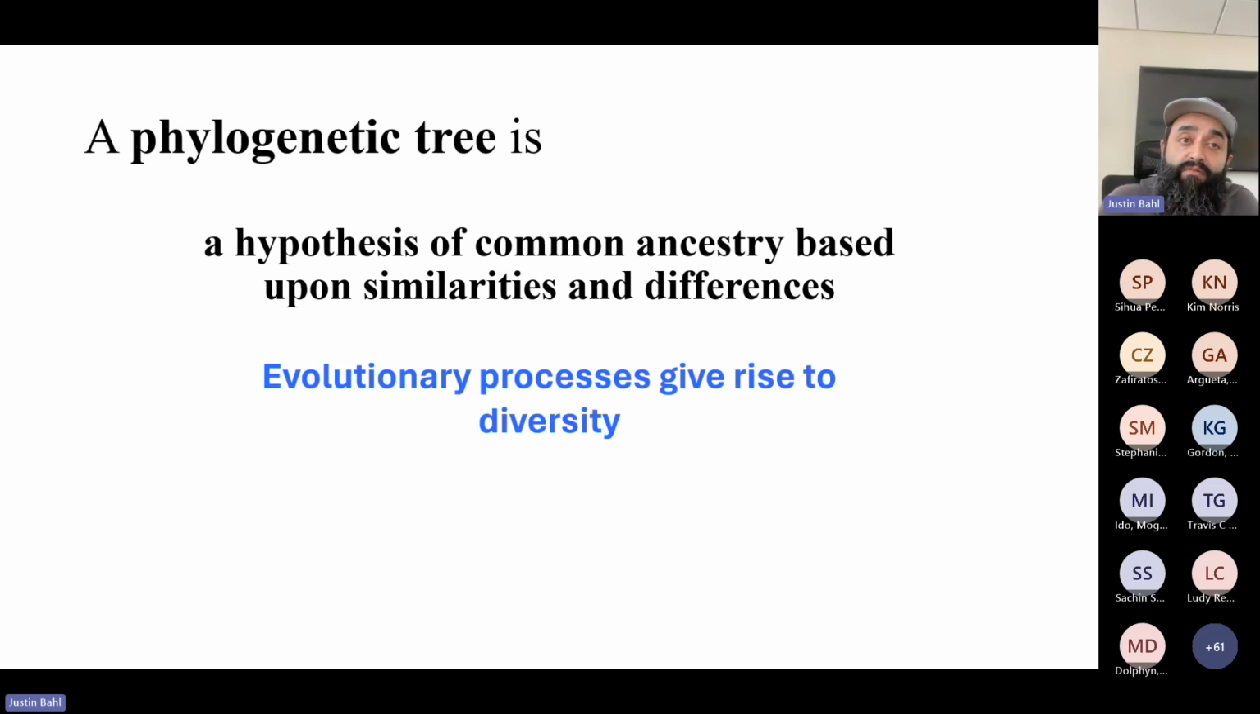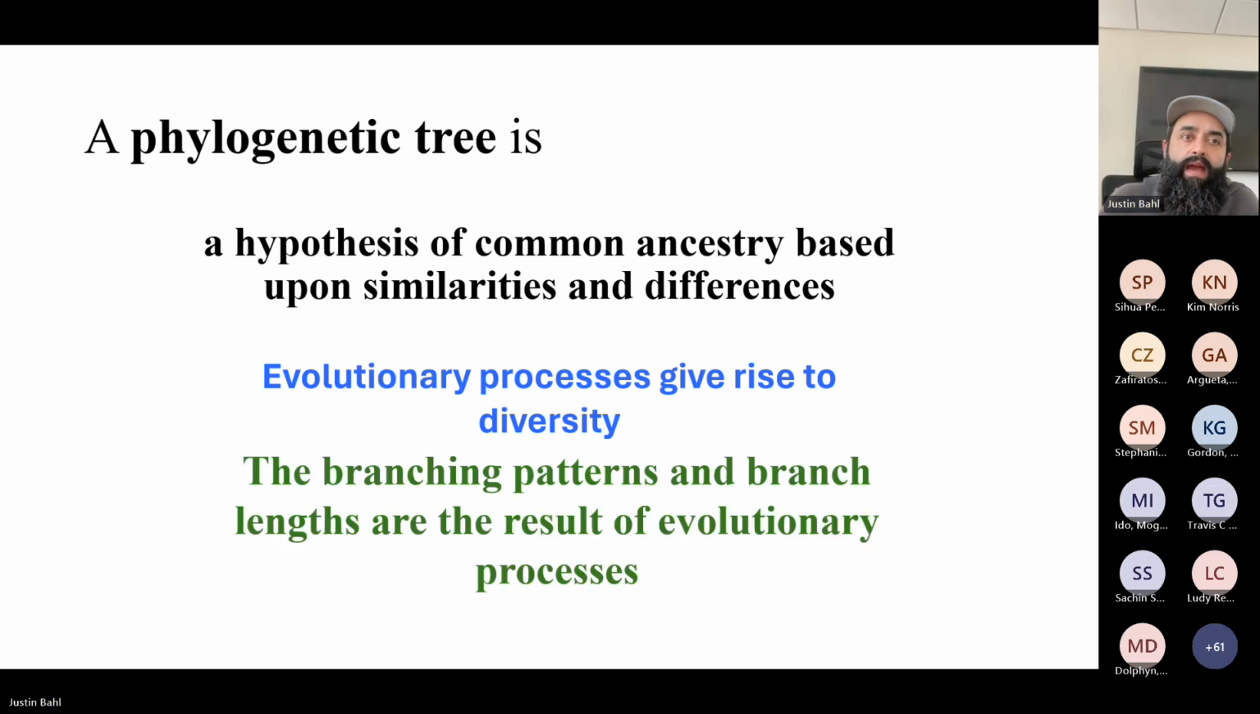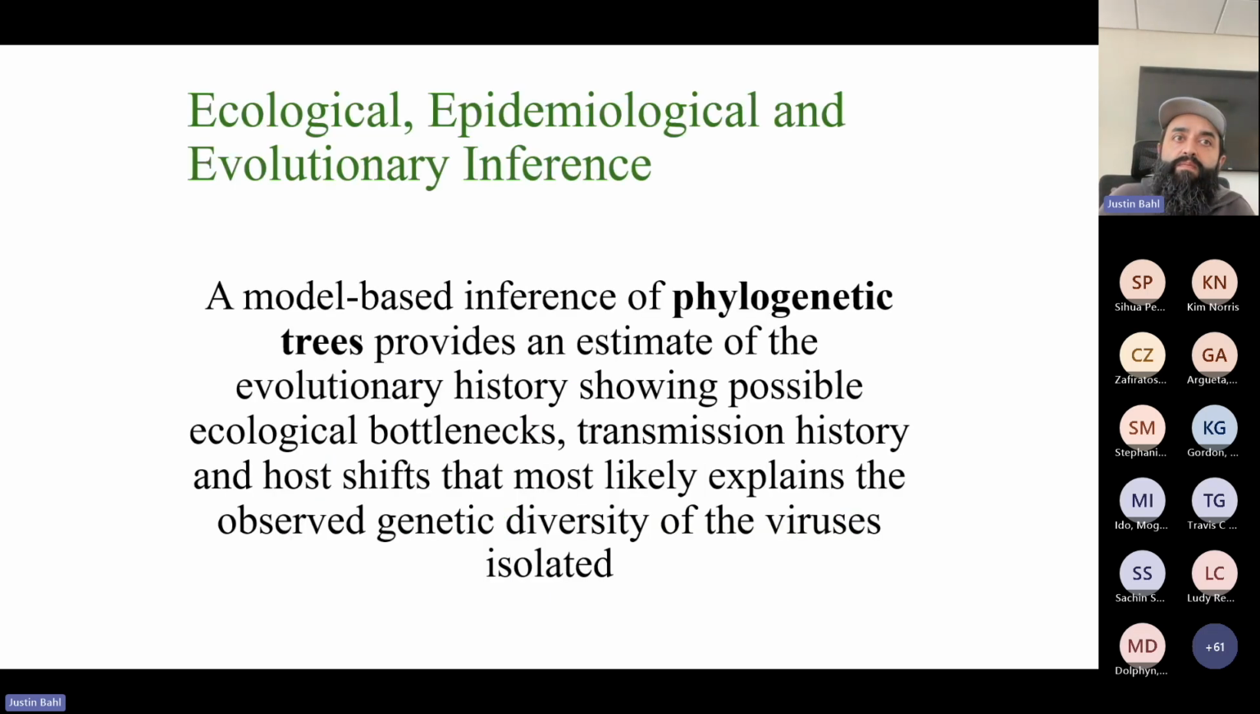Evolutionary processes give rise to diversity, and branching patterns and branch lengths are the result of evolutionary processes. So the tree patterns and the tree shape, so the grouping, the clustering, and the tree shape, is a product of natural selection, geographic movement, mutations, and genetic drift. That phylogenetic tree gives us a framework to interpret how epidemiology and ecological processes can be observed on that same tree and same time scale.